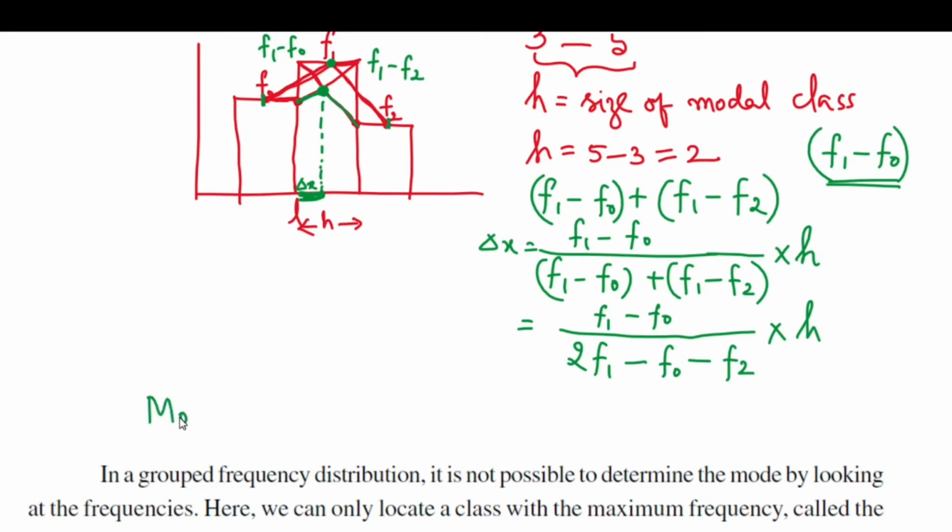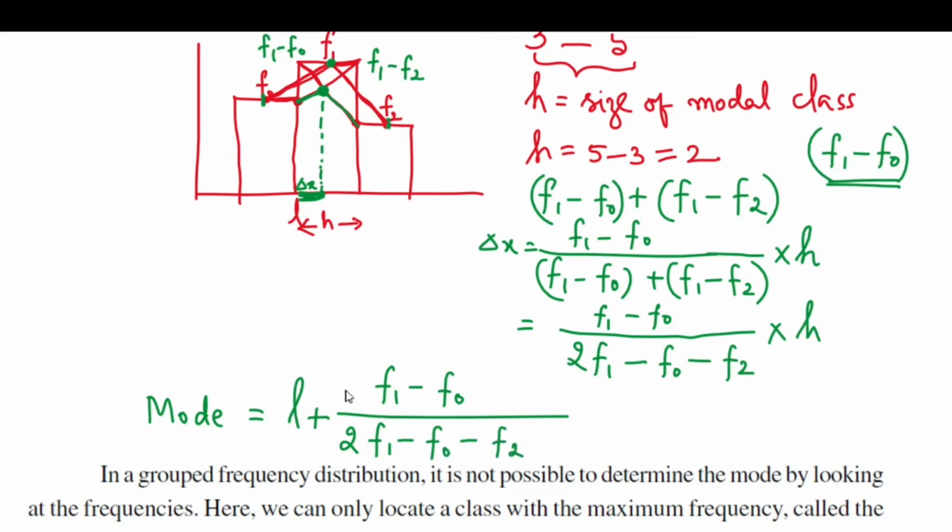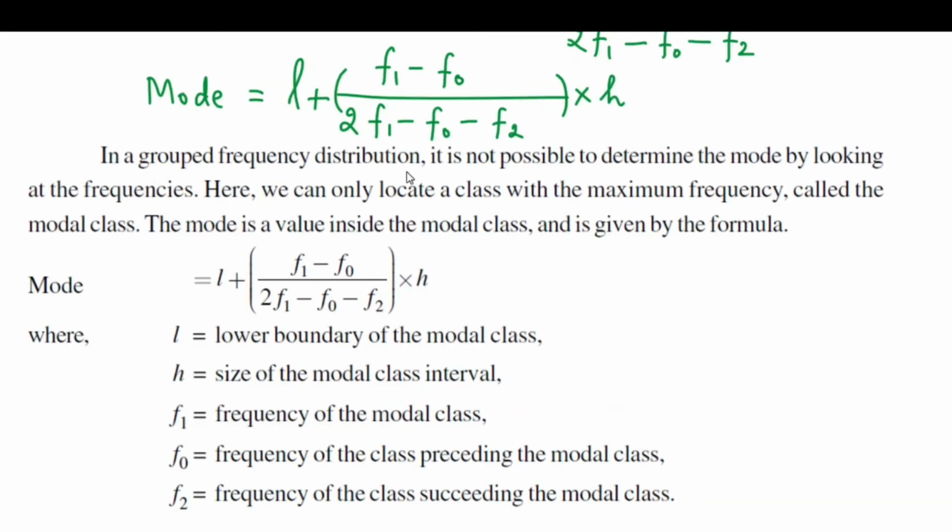So the modal observation, mode, is equal to lower boundary plus delta x, (f1 minus f0) by (2f1 minus f0 minus f2) into h. In a grouped frequency distribution, it is not possible to determine the mode by looking at the frequencies. Here we can locate only a class with maximum frequency. That class is called the modal class.